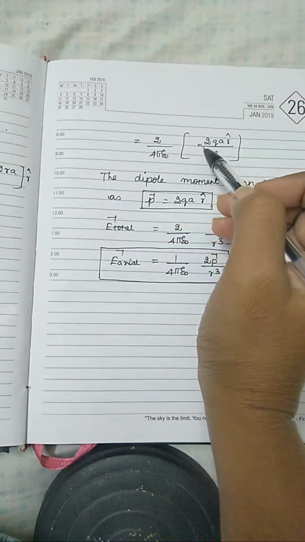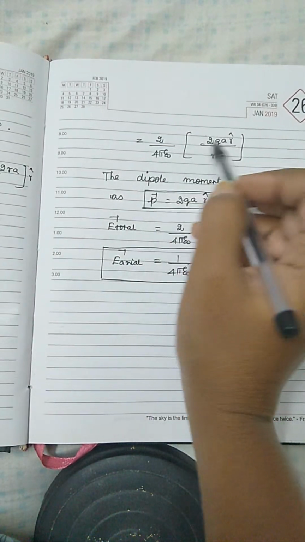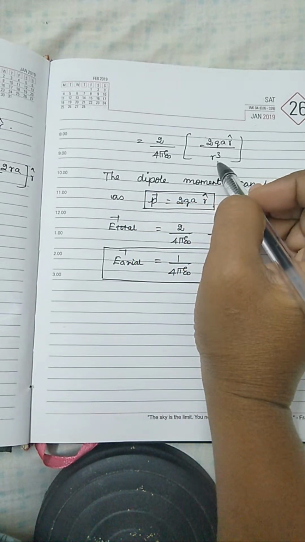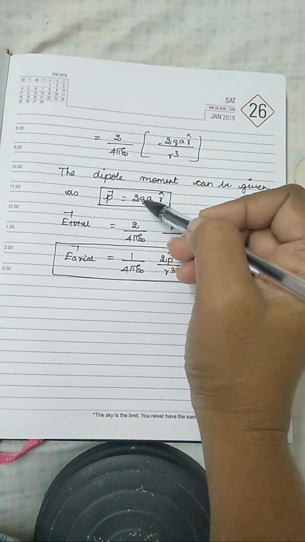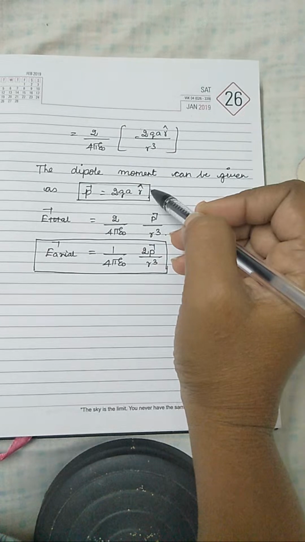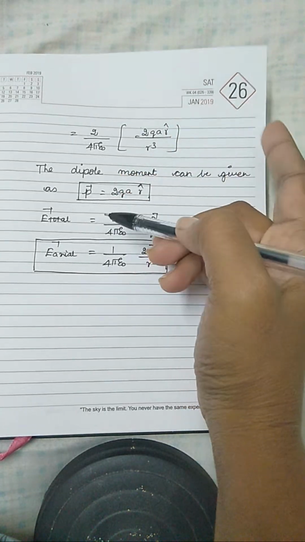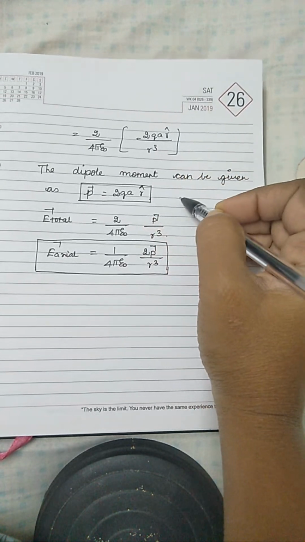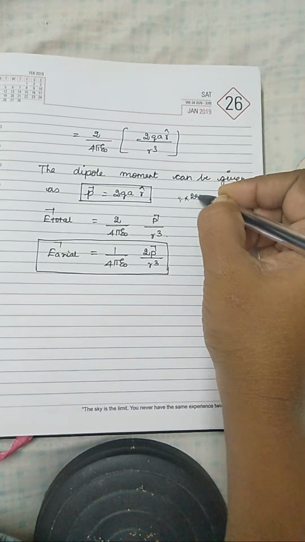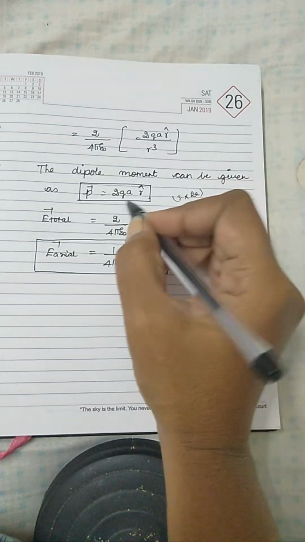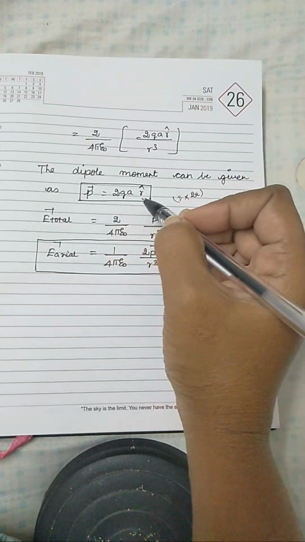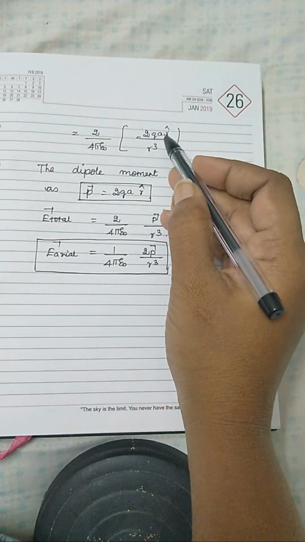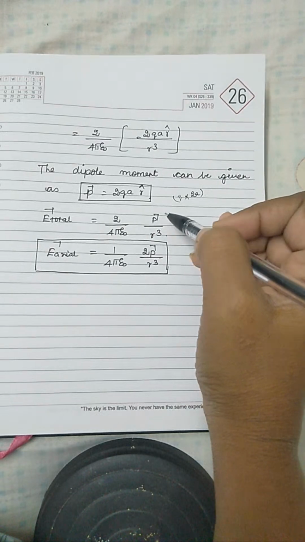Now take the q inside and take the 2. I just separated the 4 into 2 cross 2. So 2 divided by 4 pi epsilon naught, 2qa into r cap divided by r cube. And we know very well the dipole moment. Dipole moment is given by one of the charges into the distance between the two charges. Dipole moment for the dipole is given by one of the charge values, which is nothing but q, and the distance between the two charges, which is nothing but 2a. So q into 2a gives you the dipole moment, and as it is also a vector quantity, I mentioned here r cap. So 2qa r cap will be equated to p vector.